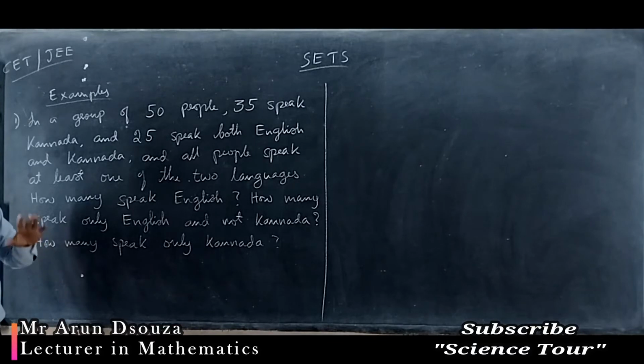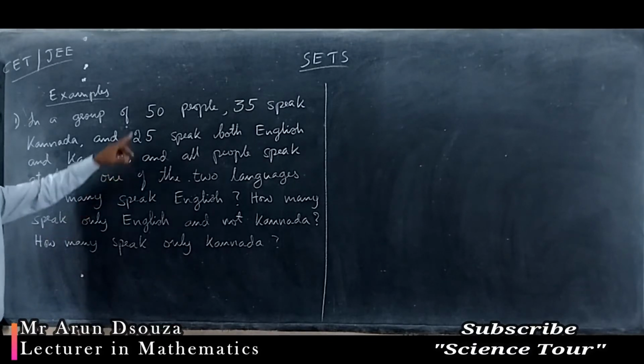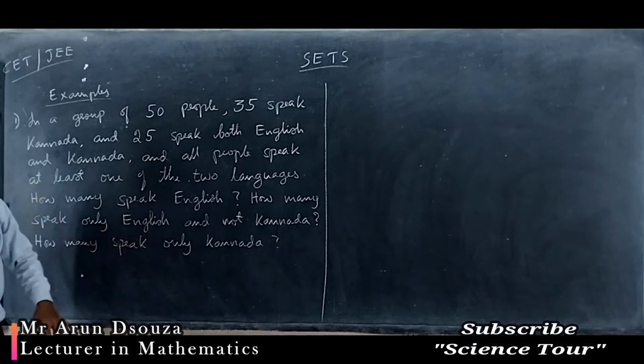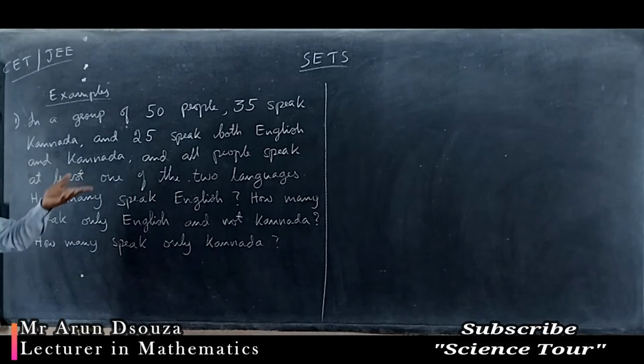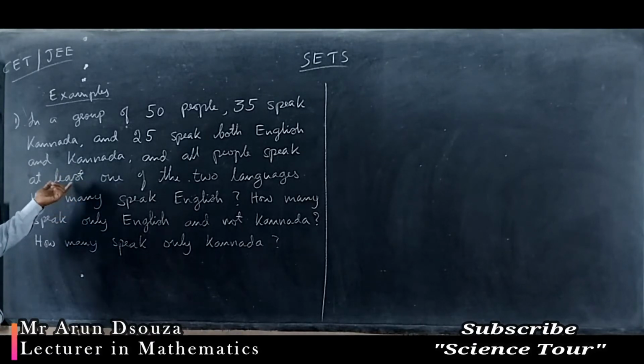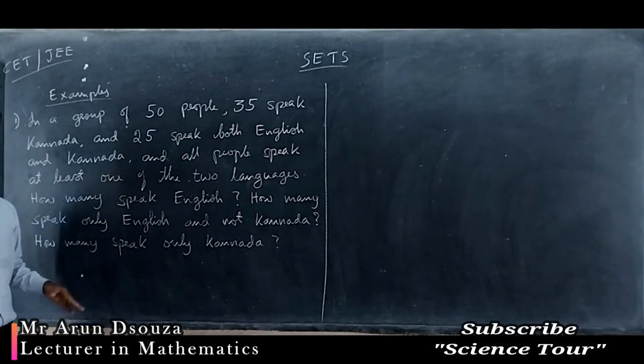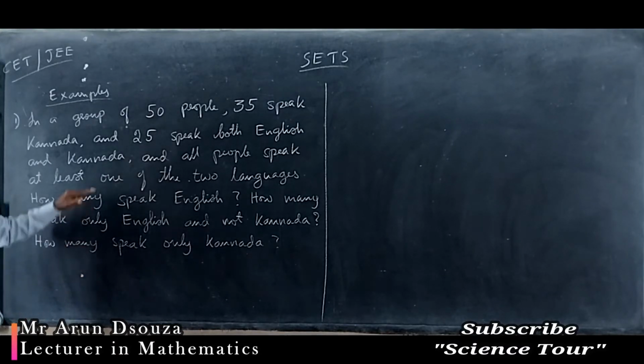So you take any person out of this 50 people, either he will speak Kannada or he will speak English, or he may speak both. He doesn't speak any other language. So at least one of the two languages. There is no person who does not speak both English and Kannada. That's the meaning of this sentence. I'll explain the meaning in the Venn diagram.